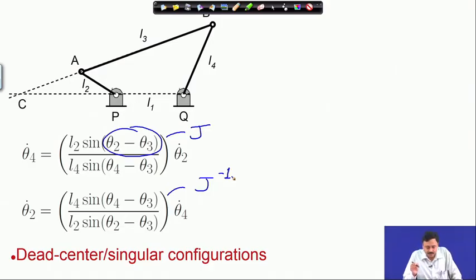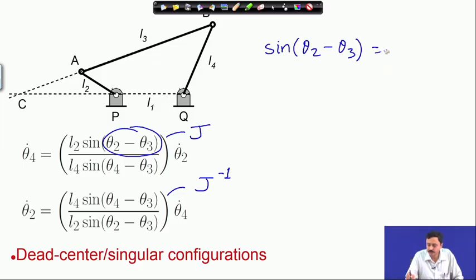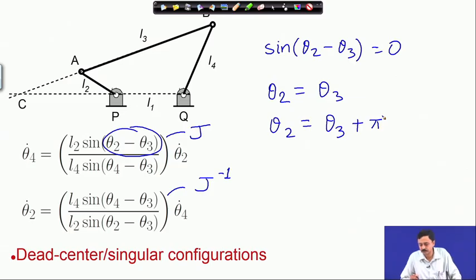So, when can the Jacobian vanish? Whenever sine of theta 2 minus theta 3 is equal to 0. This can happen in two ways: theta 2 equal to theta 3, and theta 2 equal to theta 3 plus pi. So, in both these cases the Jacobian will vanish. Now, what are these configurations? These are very special configurations, as you can easily see. Theta 2 equal to theta 3, let me try to draw it out.